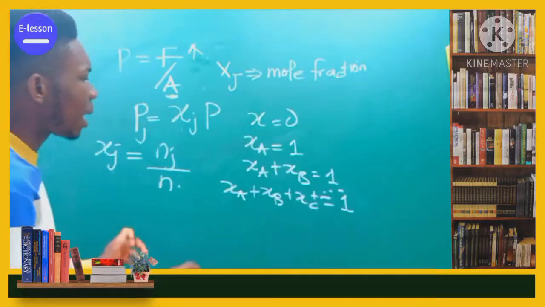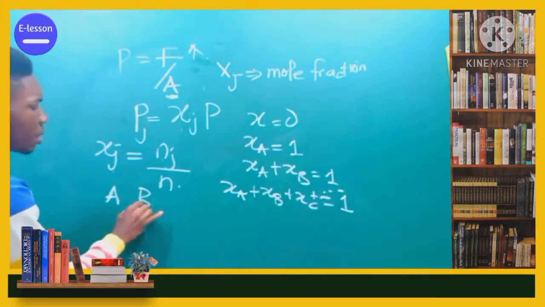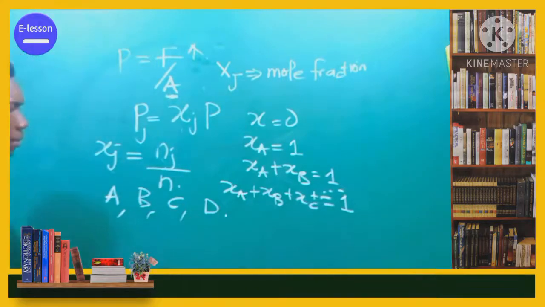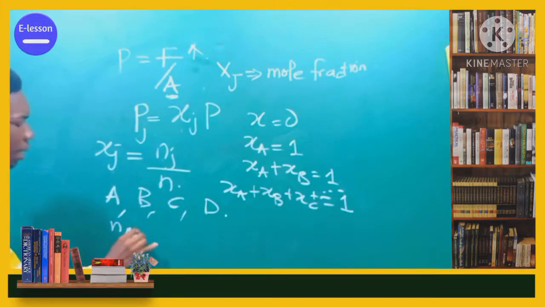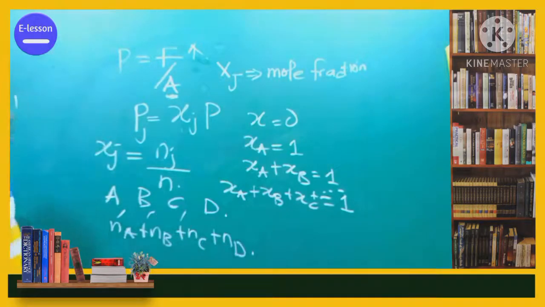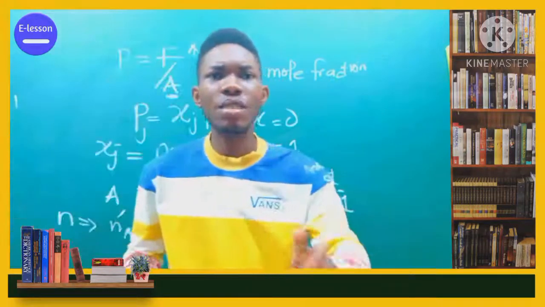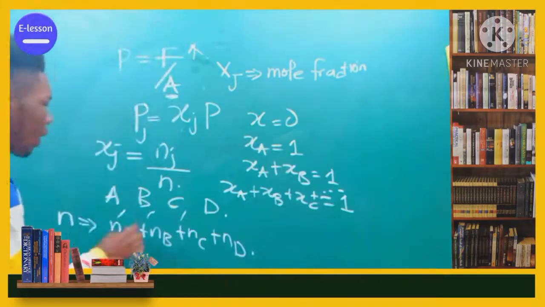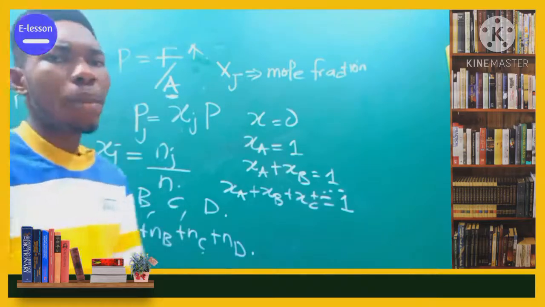Having understood all that, let's say we have gas A, gas B, gas C, and gas D. This N, which is the number of moles of the total gas, is equal to Na plus Nb plus Nc plus Nd. If you add all the number of moles of the individual components of the gases together, it will give us the total number of moles N.